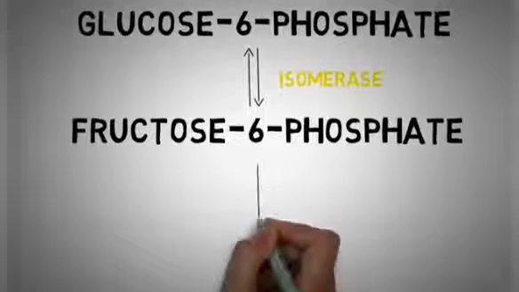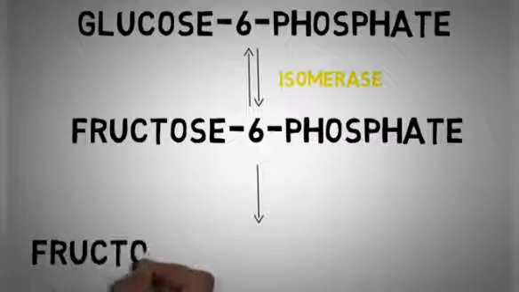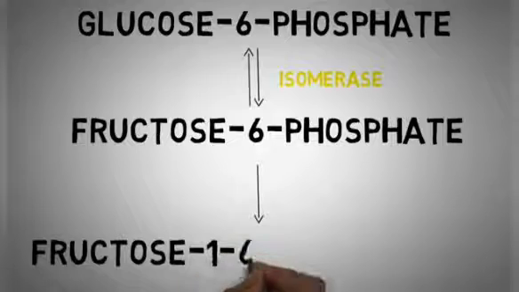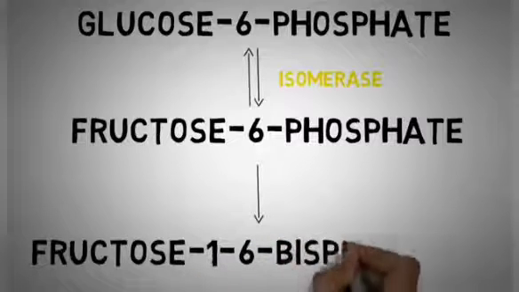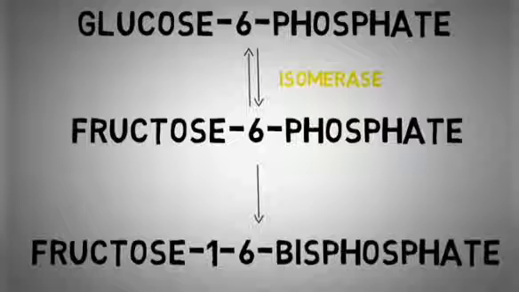After the formation of fructose 6-phosphate comes a very important step, in which an additional phosphate group is attached to the fructose 6-phosphate, making it a fructose 1,6-bisphosphate. Bis stands for 2, indicating that it has 2 phosphate groups now.